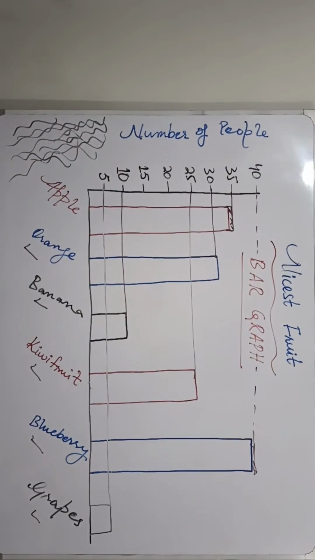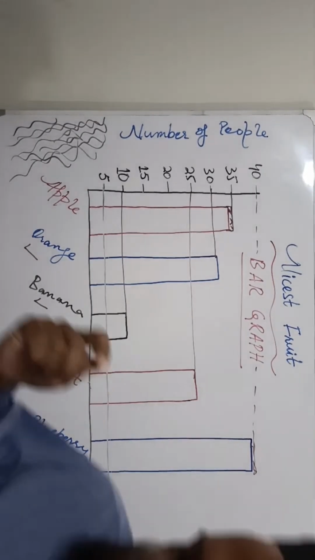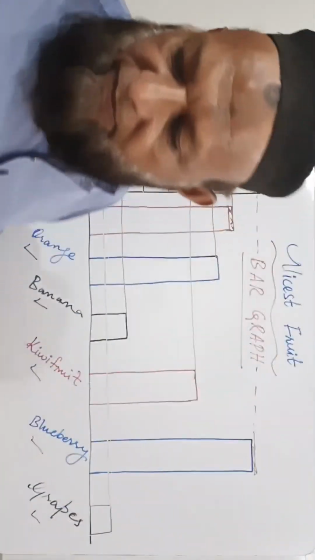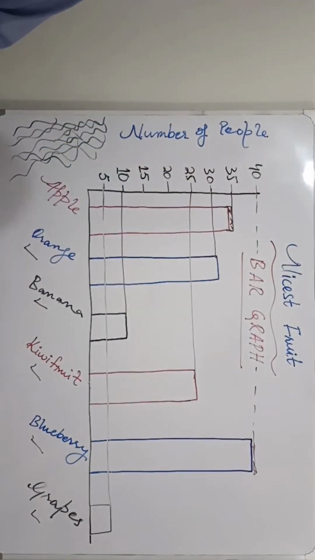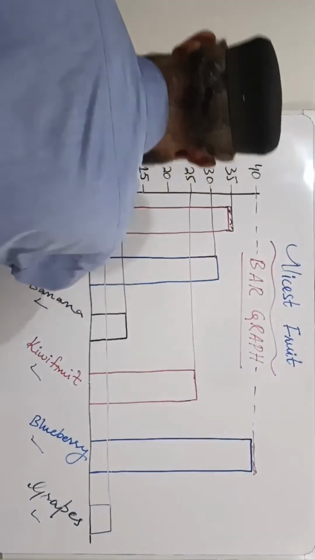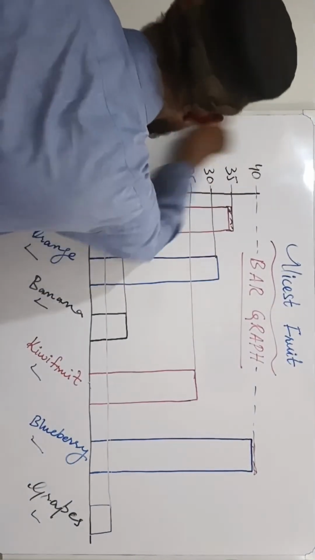Now we'll draw our own graph. We will plot our own data, and then we find out how we can plot a bar graph, how we can generate data, plot the graph, and read the graph. All is very easy.